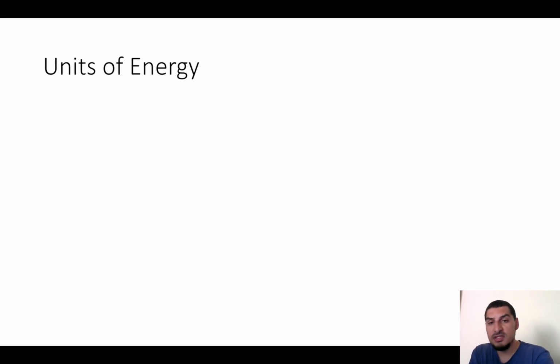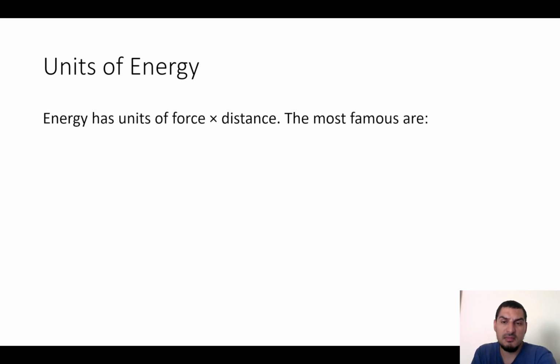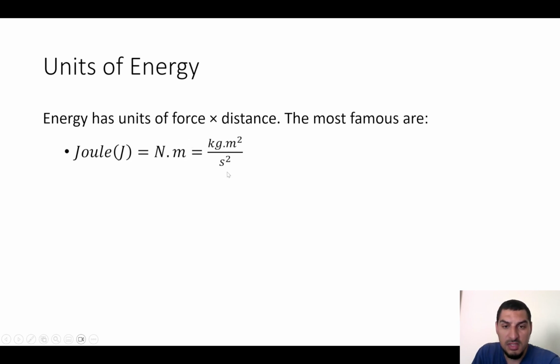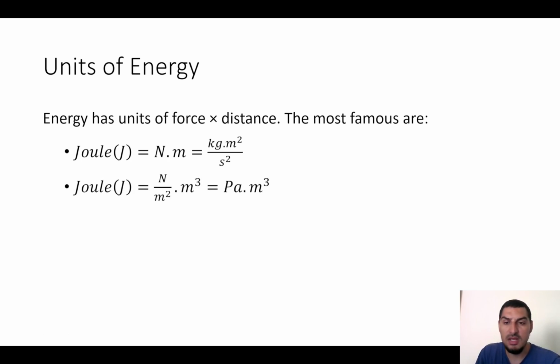But it's important to quickly review the units of energy. Energy has the units of force multiplied by distance. The most famous unit of energy is called the joule, which is Newton multiplied by meter. Joule is the energy unit in the SI unit system. As we said, it's Newton multiplied by meter. Newton is kilogram meter per second squared, so the joule is kilogram meter squared per second squared. So it has the dimensions of M L^2 T^-2.